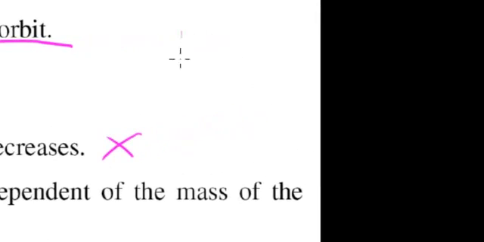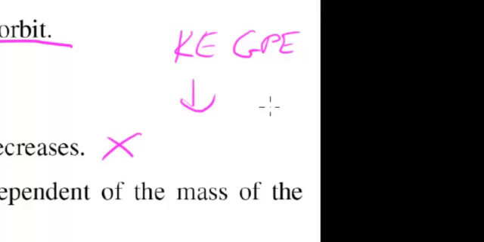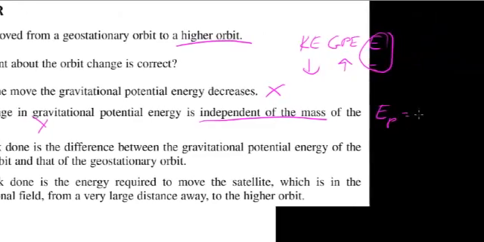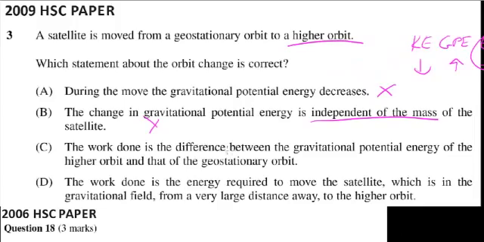So as KE decreases, gravitational potential energy increases, but the energy stays the same always. Energy always stays the same. The change in gravitational potential energy is independent of the mass. No, it's not independent of the mass, because in the formula you've got m1 m2 over r. The work done is the difference between the gravitational potential energy of the higher orbit and that of the geostationary orbit. That seems correct. The work done is the energy required to move the satellite, which is in the gravitational field, from a very large distance. No, that's the gravitational potential energy. C is your answer.